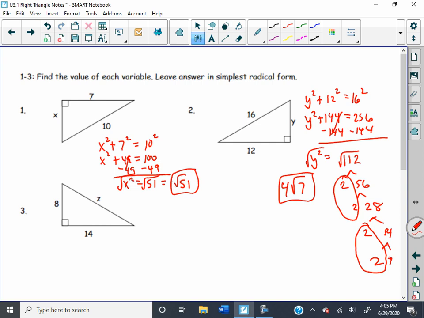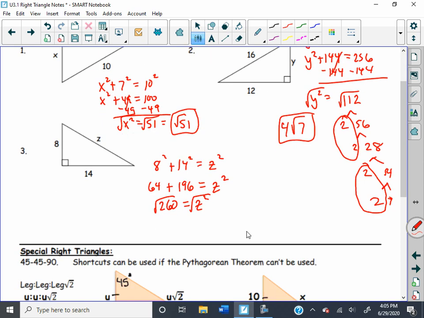All right, and then number 3, z is our hypotenuse, so that's our C value. So 8 squared plus 14 squared equals z squared. So 64 plus 196 equals z squared. Okay, we'll add 196 to 64. It's 260. Square root both sides. Now we've got to simplify that 260.